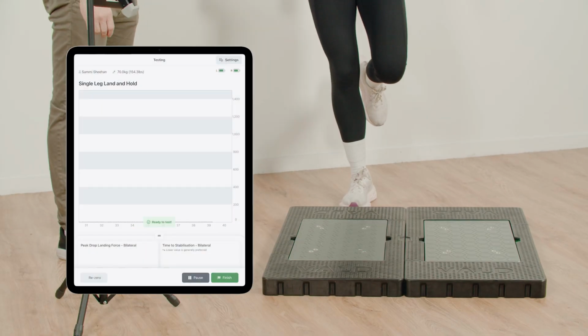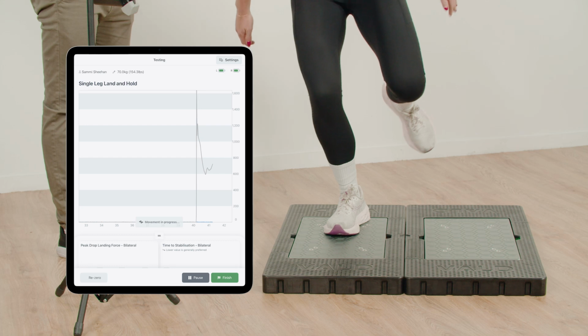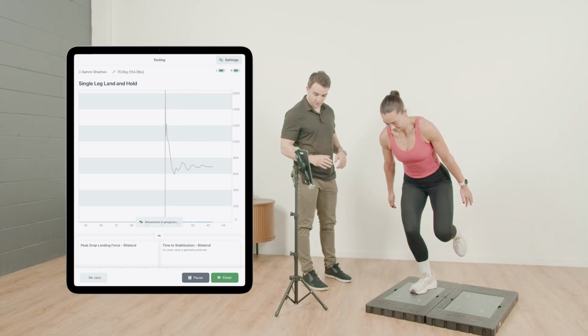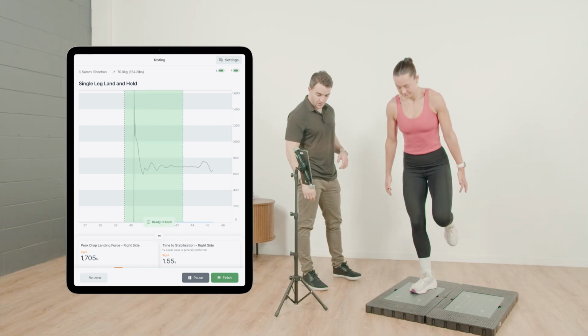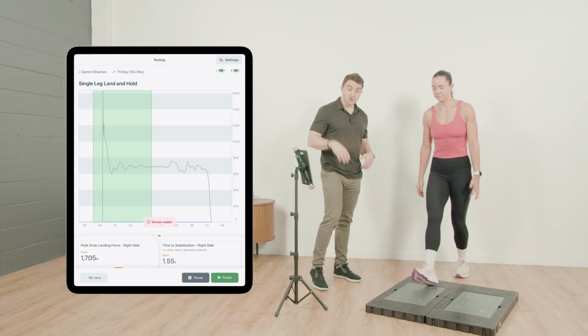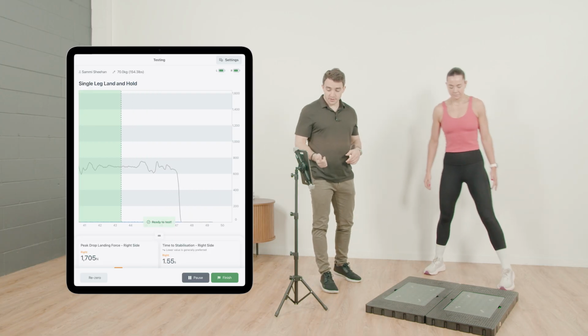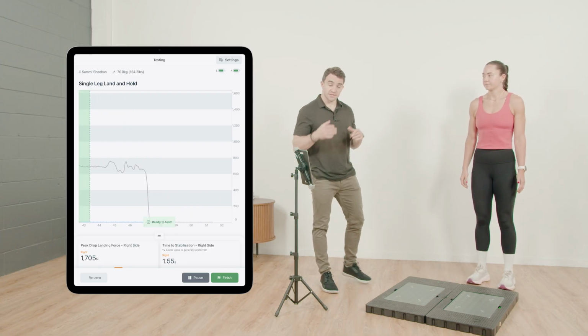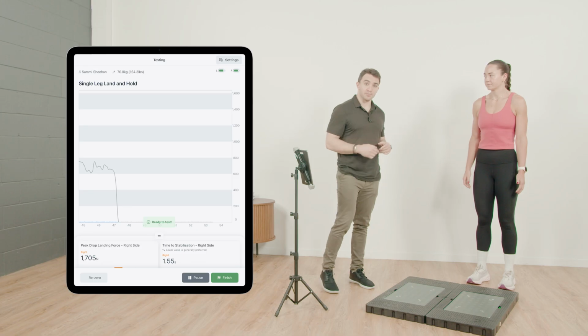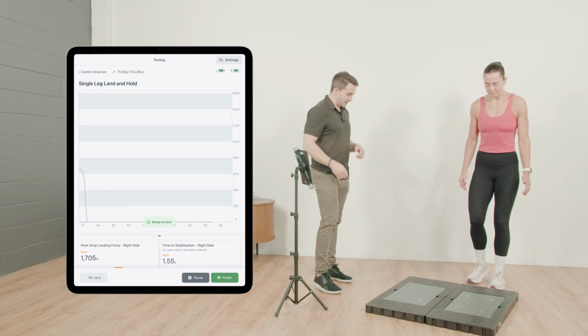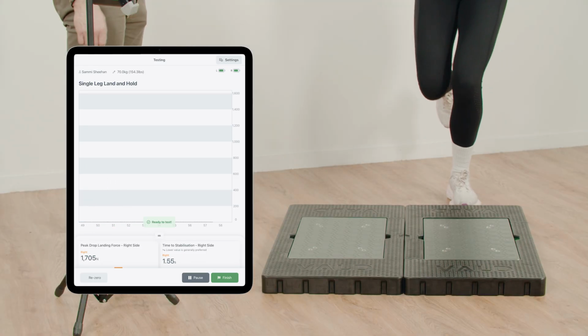When you're ready. Good, hold, hold, keep holding, and relax. Good, hop on off, excellent. Let's go back. So just like the double limb test, we see peak drop landing force and time to stabilization, but then we'll get an asymmetry measure and compare it to the other side. All right, when you're ready on your left leg, good, go ahead and hop forward.